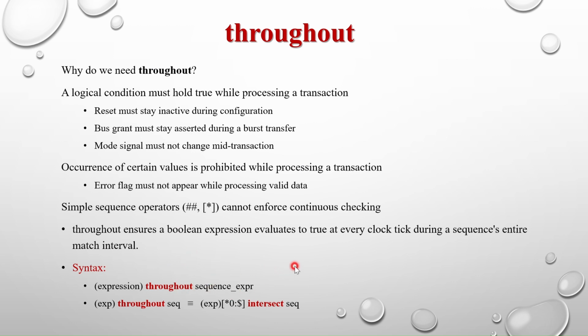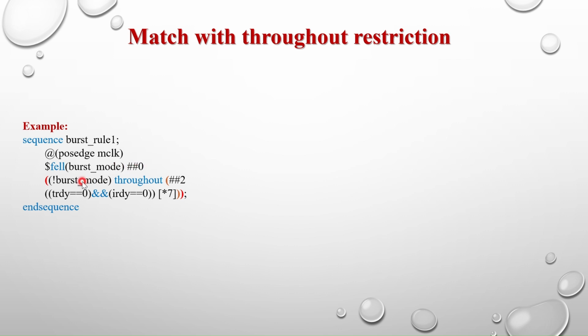We will see one example now. At the positive edge of the clock, $fell of burst mode ##0 not of burst mode throughout the sequence. $fell of burst mode means burst mode going from high to low. $fell is a sampled value method; we will discuss all the sampled value methods in the next video. For now, just remember that $fell of burst mode means burst mode going from high to low. Burst mode goes from high to low and should be 0 at the positive edge of the clock. ##0 means at the same time burst mode should be 0, so not of burst mode throughout the sequence.